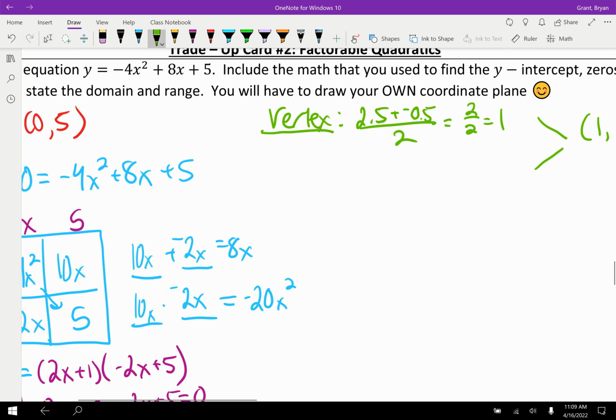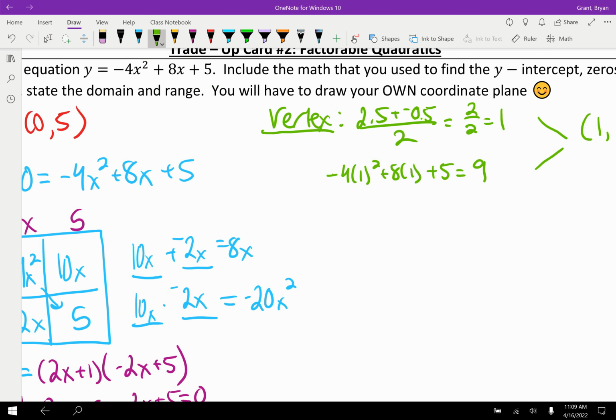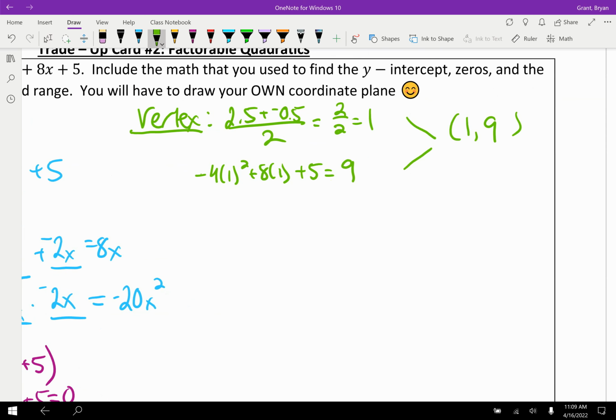We just need to substitute 1 into our equation. So it becomes -4 by 1 squared plus 8 by 1 plus 5. Okay. Negative 4 plus 8 is 4, and 4 plus 5 is 9. So we get 1 comma 9.